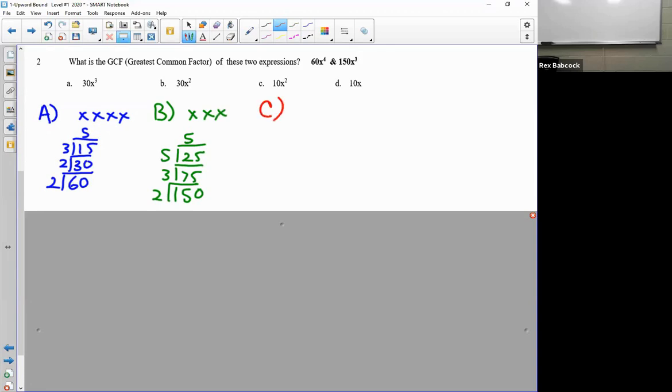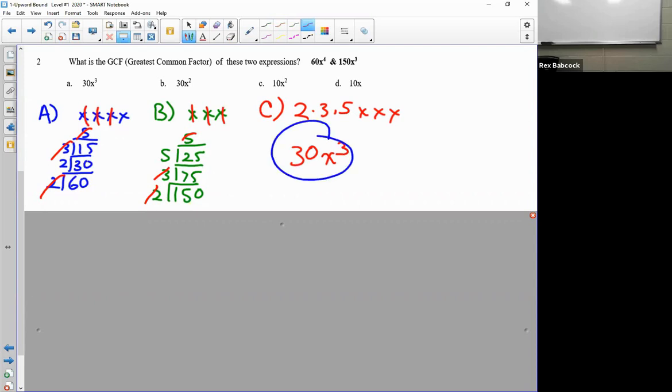Step C, we'll take what they have in common. They both have a 2 in common. They both have a 3 in common. They both have a 5 in common. And they have 1, 2, 3 x's. So my answer is 30x cubed. And yes, the answer is A.